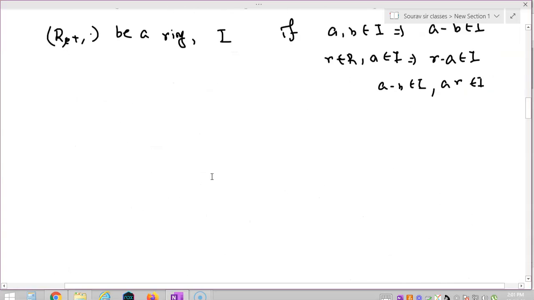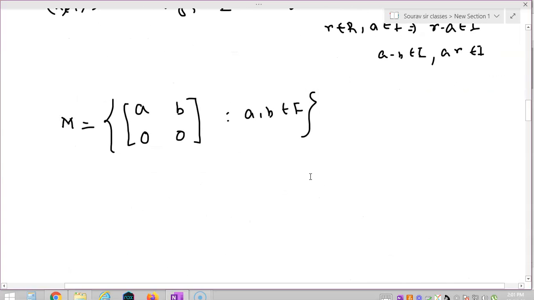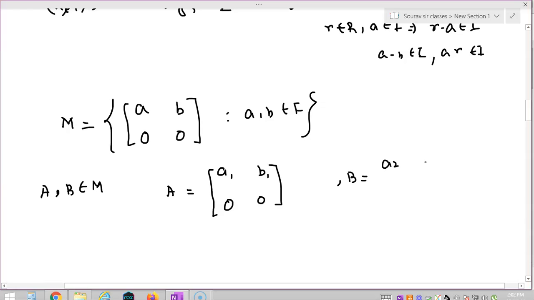So let us start. First of all, I am taking two elements of this set, two matrices, A and B belonging to M. If A, B belong to M, I can say that A is of the form [A1, B1; 0, 0], and B is of the form [A2, B2; 0, 0], right? So I can say that A1, A2, B1, B2 belong to F.